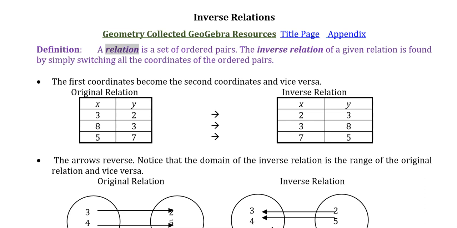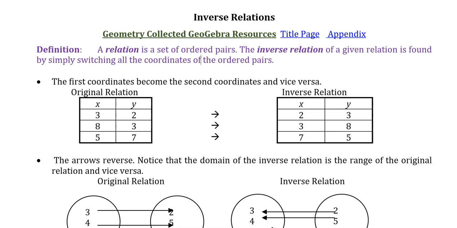In this video, we're going to be talking about inverse relations. So in general, a relation is a set of ordered pairs, and that can be represented many different ways, as arrow diagrams, as tables, as graphs of things, especially if they're ordered pairs of real numbers. An inverse relation of a given relation is found by simply switching all the coordinates of the ordered pairs.